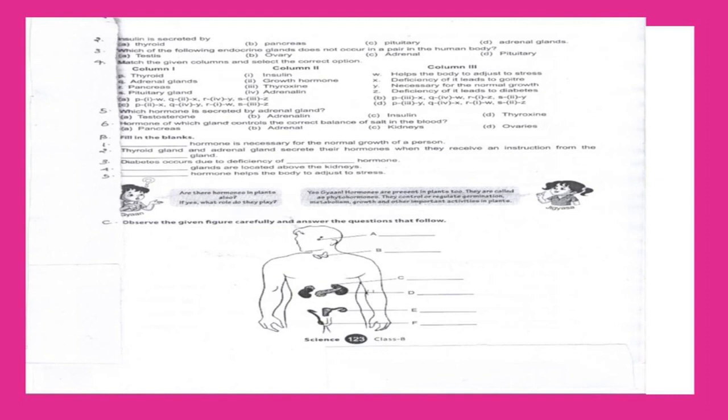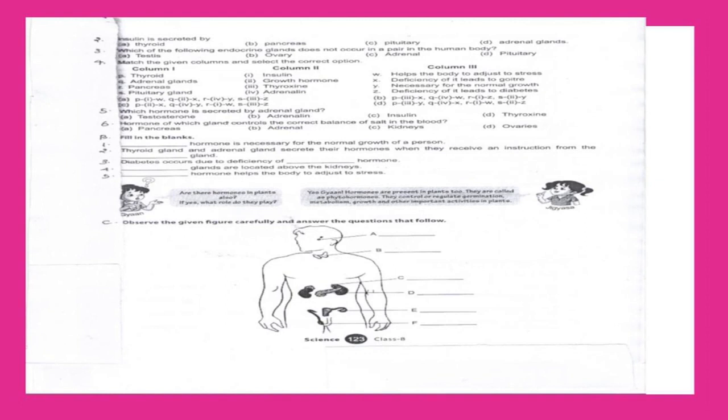So the correct answer is B option. B option is correct, whichever you have to select below, it is B option. Question 5. Which hormone is secreted by adrenal gland? Testosterone, adrenaline, insulin, thyroxine. So the correct answer is adrenaline. Right? Then hormone of which gland controls the correct balance? That is adrenal. Then fill in the blanks.